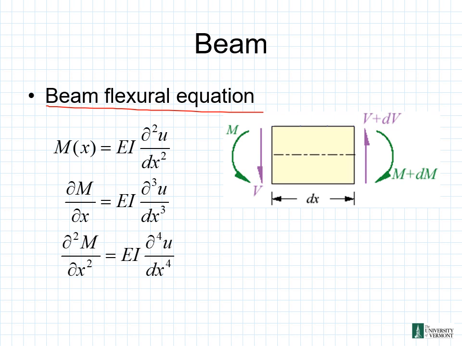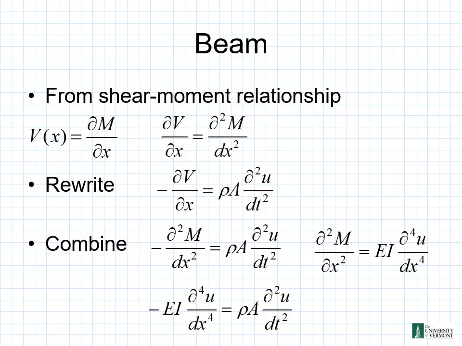And we can go one step further here and take the second derivative with respect to x. So with our M here, we end up with EI delta to the fourth u over dx to the fourth. So from our shear moment relationship here, we have V of x, or shear of x, is equal to the partial of our moment with respect to x. So dV/dx, take the derivative of that, is equal to delta squared M over dx squared. We can rewrite this as negative delta V over dx equal to rho A times delta squared u over dt squared. Combine this here, and we have delta squared M over dx squared is equal to rho A delta squared u over dt squared.